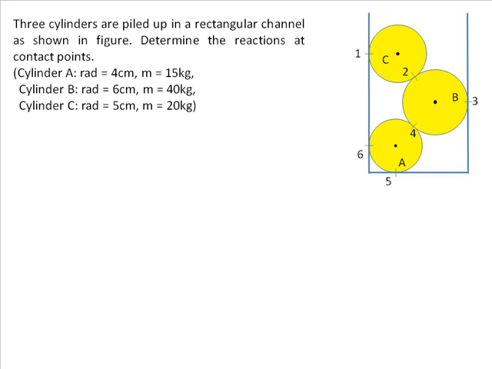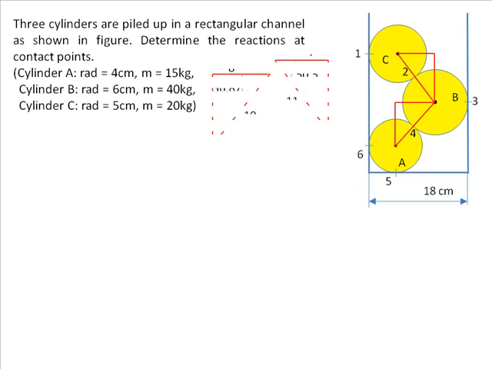Now see, our methodology will be, for each cylinder, we are going to draw all the forces, that is, the free body, and then we are going to settle the geometry, and then for each cylinder we are going to write sigma Fx equals 0, sigma Fy equals 0. First we settle the geometry.